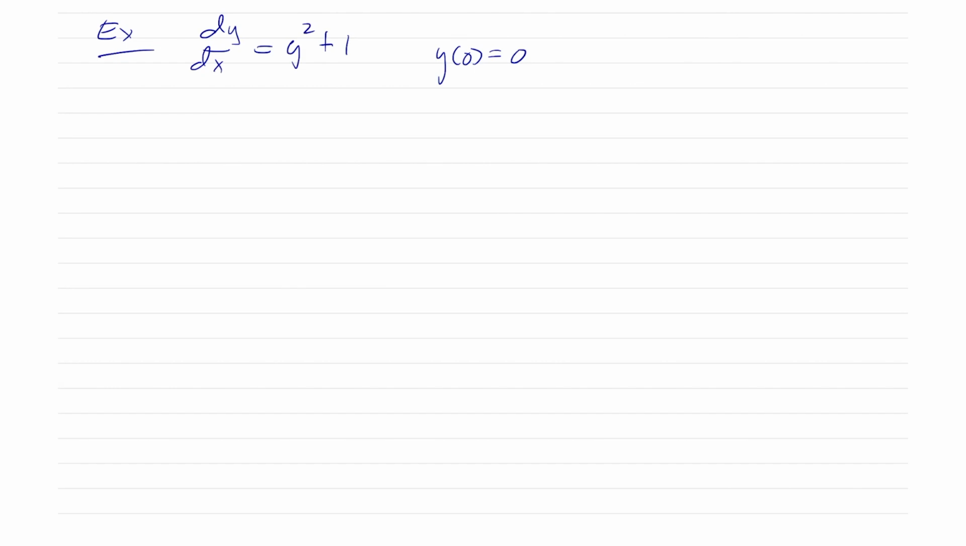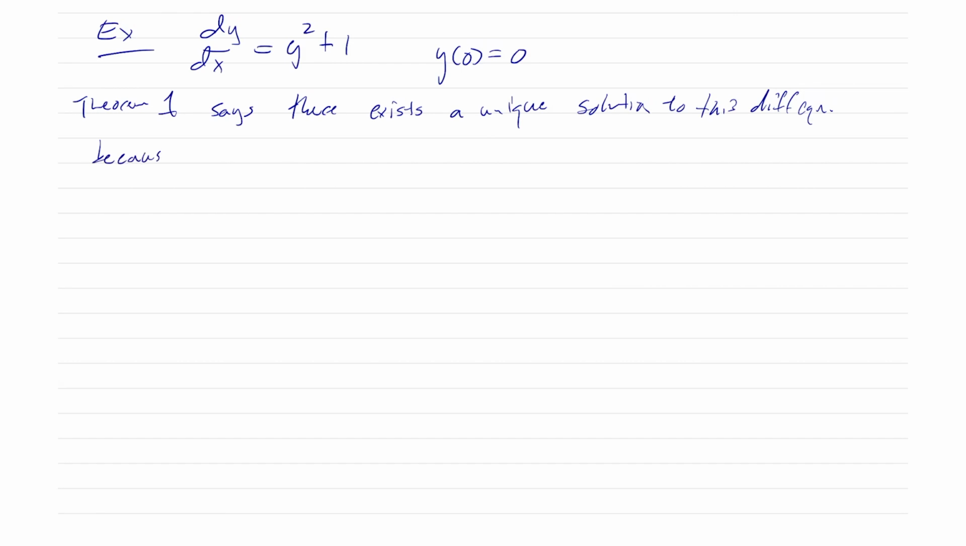So essentially, we have this differential equation and we have an initial value problem. Theorem 1 says there exists a unique solution to this differential equation, because f of x,y, given by y squared plus 1, is continuous in a rectangle around 0.